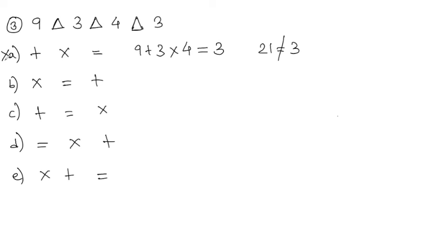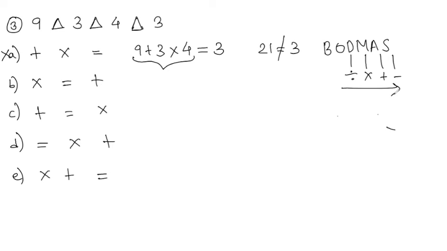So option A is wrong. By the way, in what order should you do this? Do you know the BODMAS rule, everyone? Yes, ma'am. Okay, so BODMAS means first you should do bracket, then division. After division, multiplication, then addition, then subtraction. Correct? You should follow this order. Everyone knows this?